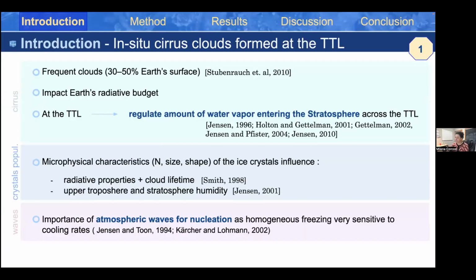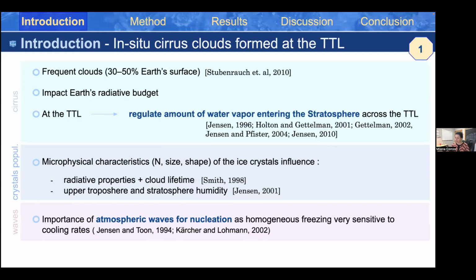So, as you know, cirrus clouds are frequent, they impact Earth's radiative budget, and they are key at the TTL where they regulate the amount of water vapor entering the stratosphere by the freeze-drying process of the water vapor contained in the uplifted air parcels.